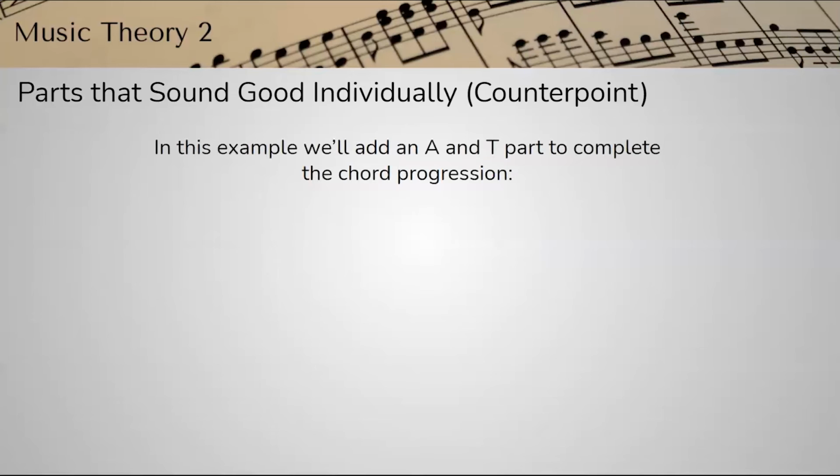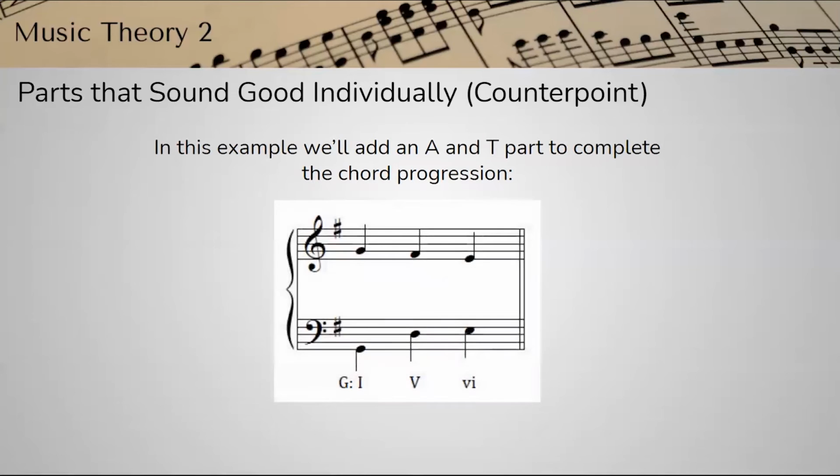So in this example, we'll add an alto and a tenor to complete this chord progression. And we'll use the same process, except now we have more voices to work with. So again, you want to play it, see what it sounds like, and see if you can hear what's missing from it. It's not too bad on its own, especially that middle chord, but there are some things that could be filled in. So we need to add the alto part and the tenor part.